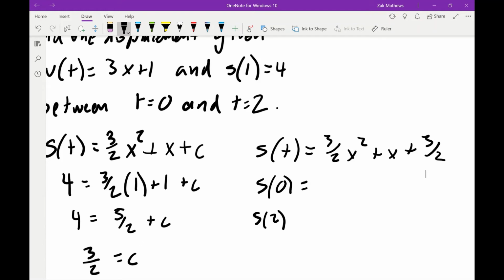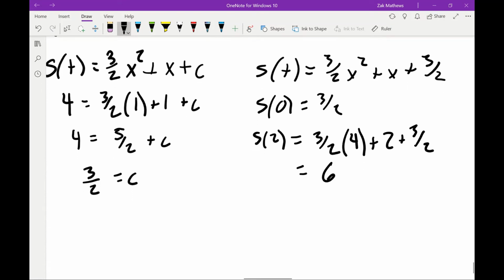Obviously, if we plug in the 0, we just get the 3 halves. Plug in the 2, we get 3 halves times 4. I'll do a little simplification as I work through it, plus the 3 halves. So 2 goes into 4 twice, so we get 6 plus 2 plus 3 halves. So that'd be 8 or 16 halves plus 3 halves, it's 19 halves.